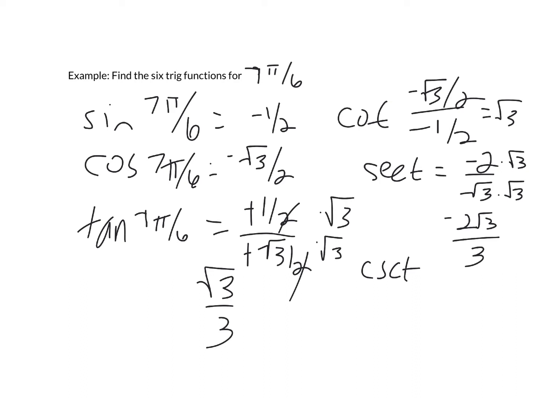And cosecant t, that's going to be the reciprocal of sine. Flip negative 1/2, it's going to be negative 2. And there we did it. We did the six trig functions for 7 pi over 6.